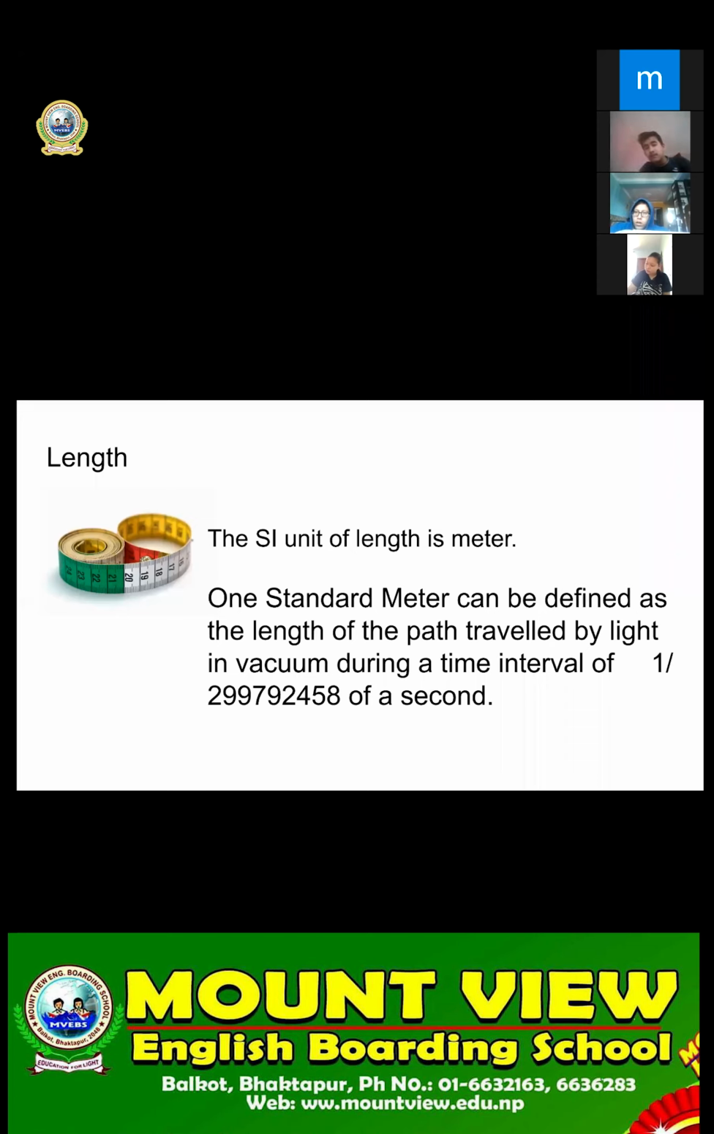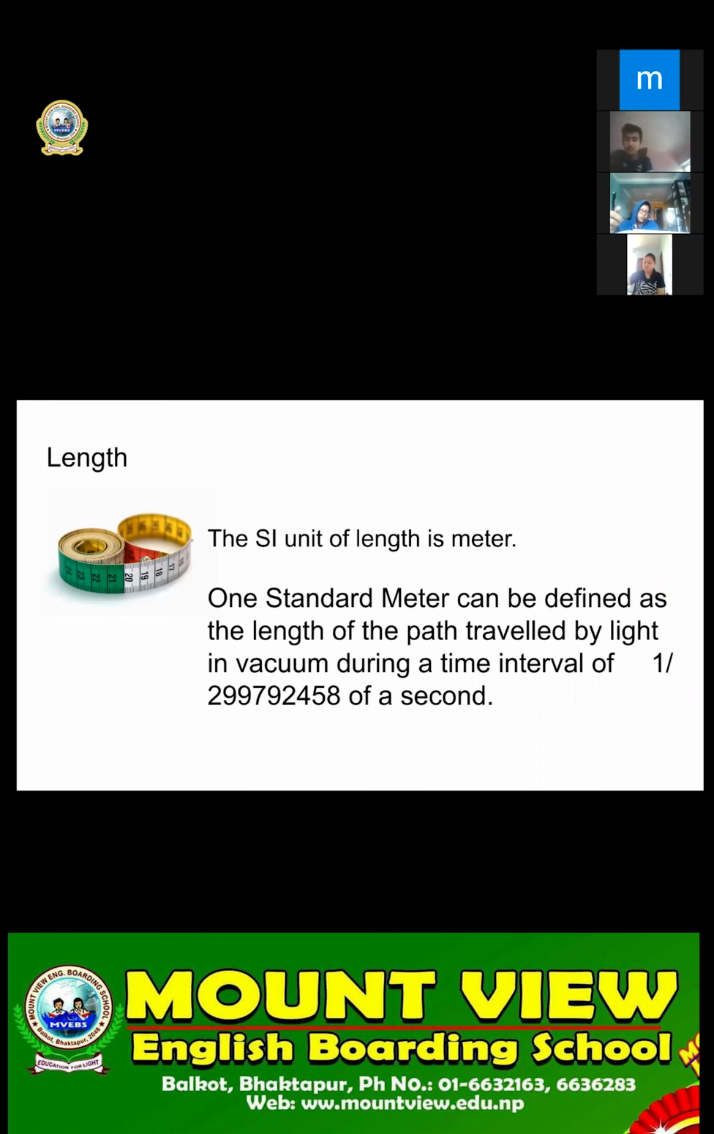Okay. Let me simplify this meaning or definition. Everybody knows the velocity of light in a vacuum. If I ask you to say the velocity of light in a vacuum, everybody can give the answer. Velocity of light in vacuum is 3 into 10 to the power 8 meter per second. Means in 1 second, light can travel a distance of 3 into 10 to the power 8 meter.